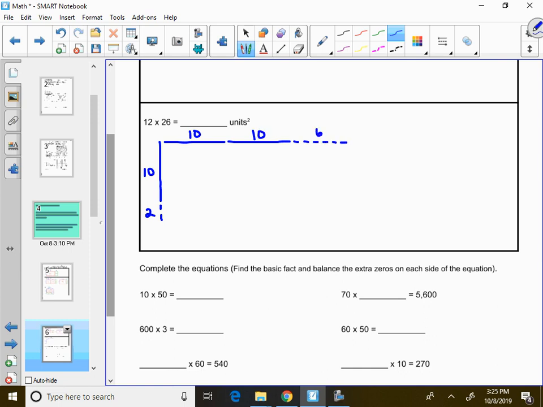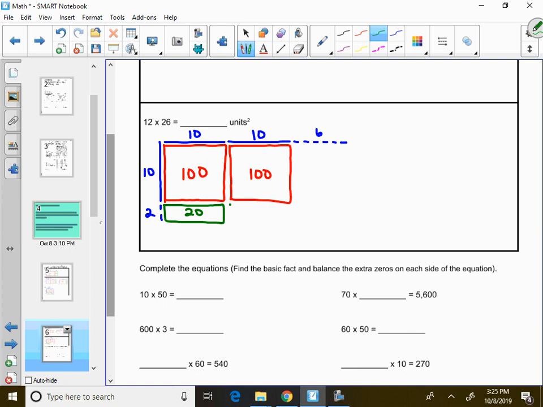We could also make that 10 and that 10 into 20, and I'll show you that. Okay, 10 by 10 is 100. 10 by 10 is 100. 2 by 10 is 20. 2 by 10 is another 20.